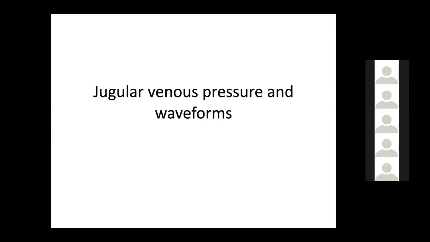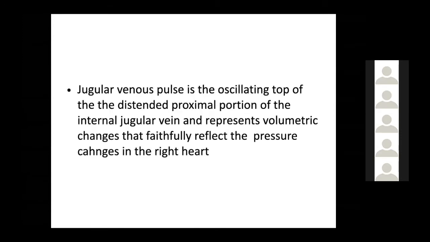So what is the JVP, jugular venous pulse? Typically it is defined as the oscillating top of the distended proximal portion of the internal jugular vein and represents the volumetric changes that faithfully reflect the changes in the right heart. So we all know that the JVP reflects the changes in the right heart, the right ventricle during the systole or the right atrium during the diastole, and it is directly connected to the internal jugular vein and the external jugular vein. We'll come to the point why the internal jugular vein is used and not the external jugular vein, and why we see it on the right side and not on the left side. So this is the definition.